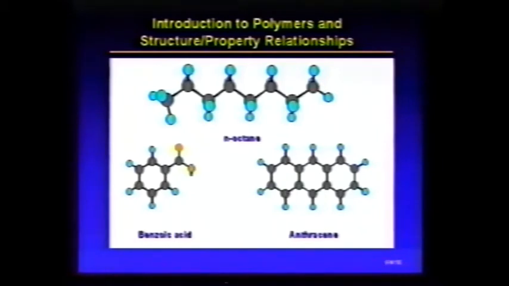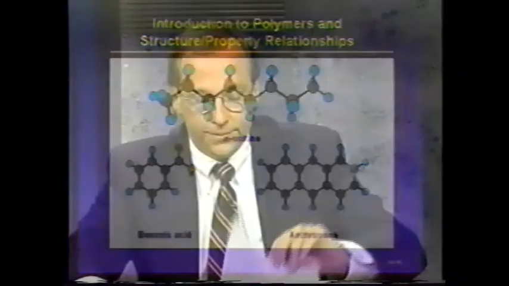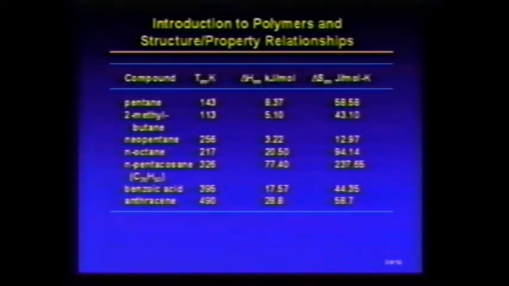In addition, there are 3 other molecules I'd like us to consider before looking at some data. A higher homologue of the N-pentane series, I've drawn N-octane here. Benzoic acid at the bottom left, to introduce a molecule that has a polar functional group. And finally, anthracene, an example of a hydrocarbon that has a rather rigid planar structure due to its aromatic character.